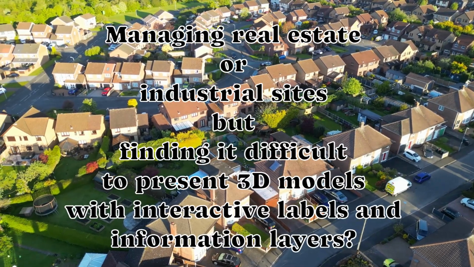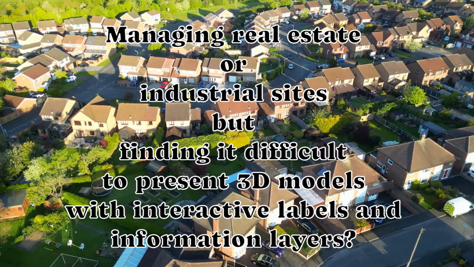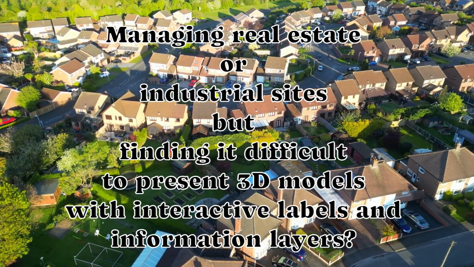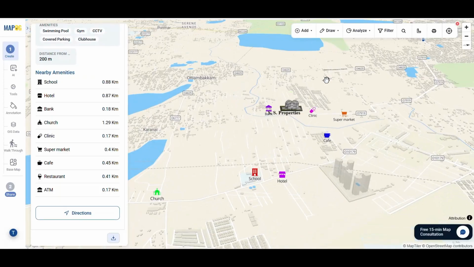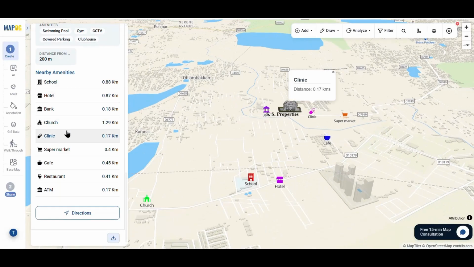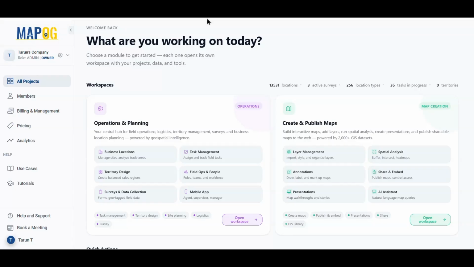managing real estate or industrial sites, but finding it difficult to present 3D models with interactive labels and information layers. In this video, I'll show you how to add labels, pop-ups, and information layers to 3D models on maps using MAPOG. First, head to story.mapog.com and go to Business Location under the Operations and Planning section.